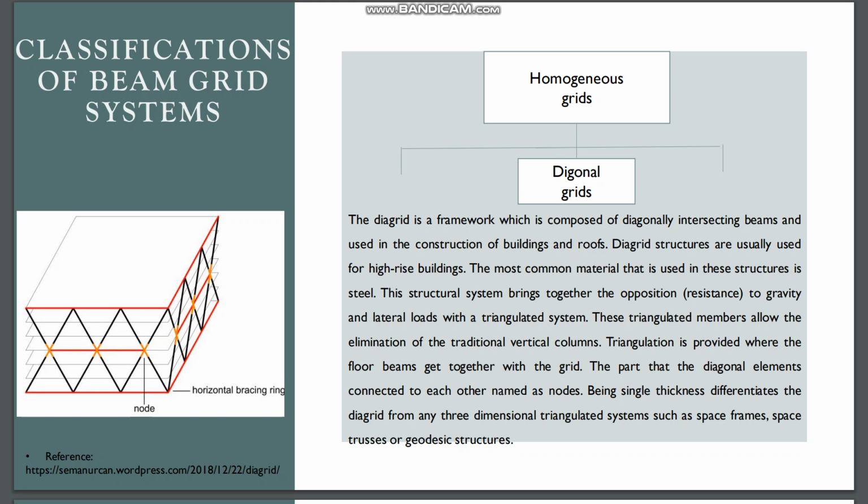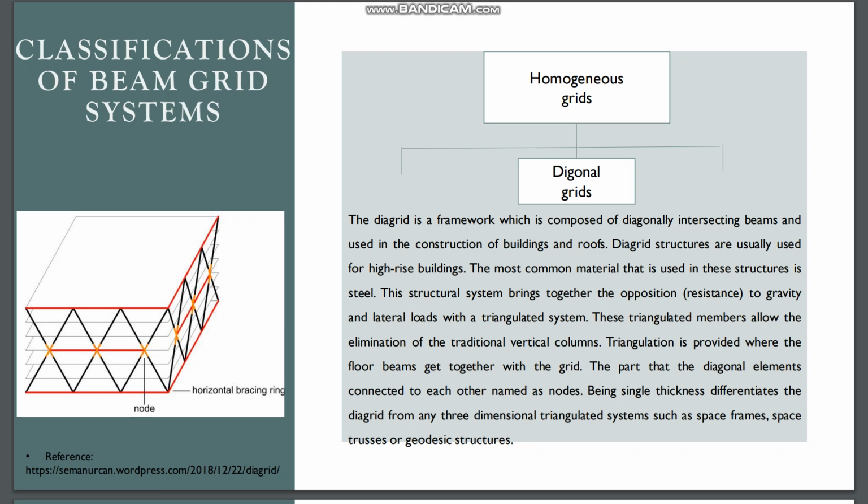This structural system brings together the resistance to gravity and lateral loads with a triangulated system. These triangulated members allow the elimination of the traditional vertical columns. Triangulation is provided where the floor beams get together with the grid, the part where the diagonal elements connected to each other, named as nodes. Being single thickness differentiates the dia-grid from any three-dimensional triangulated systems, such as space frames, space trusses, or geodesic structures.